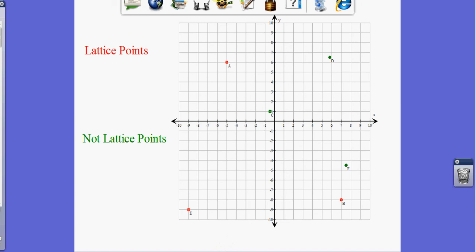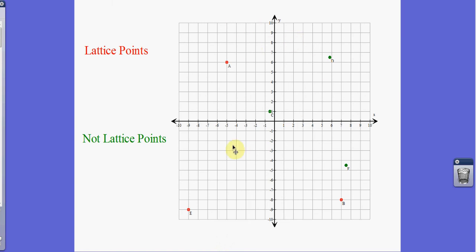Okay, so we are going to take a look at finding the slope of a line given a graph. But before we do that, we're going to look at a graph with some points on it, and we are going to determine what makes a lattice point and what makes a point not a lattice point.